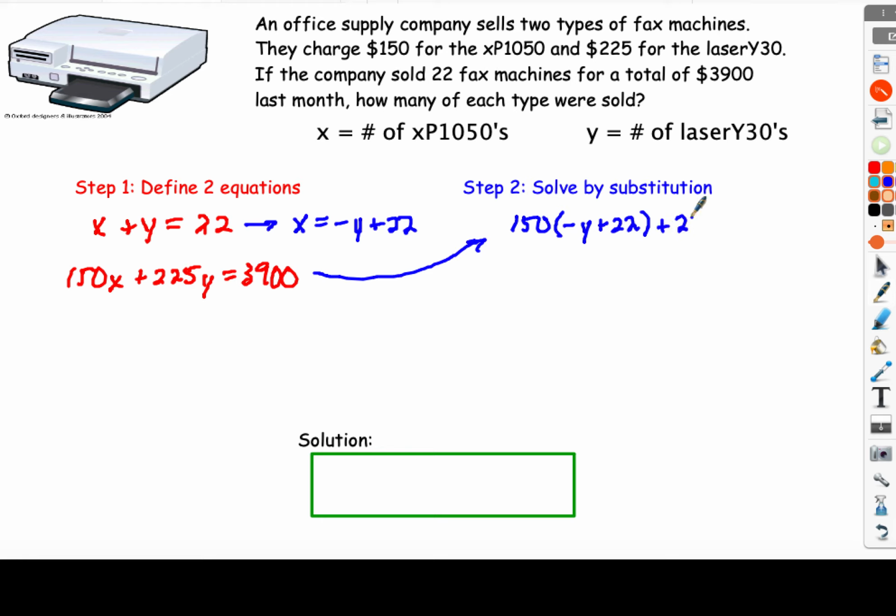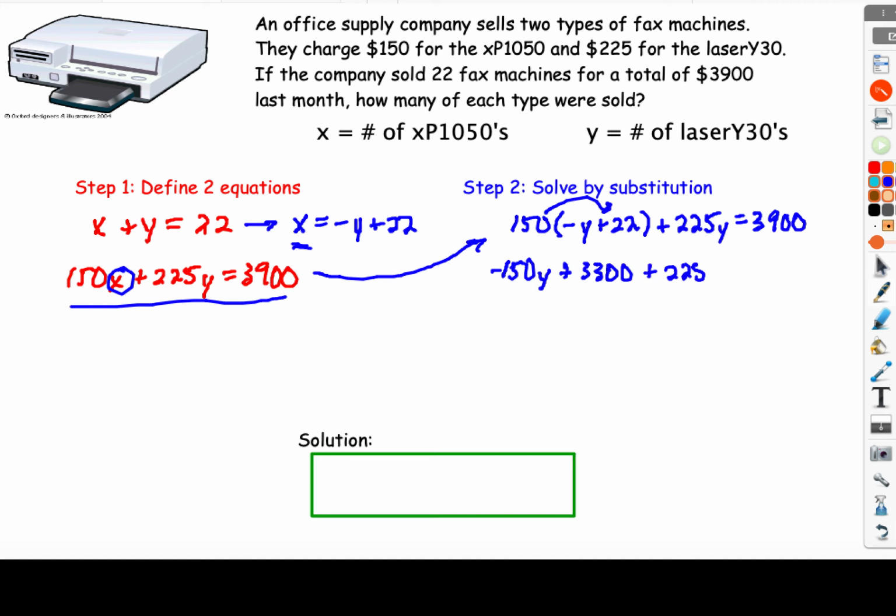Plus, we've got 225y. Remember, we're rewriting this whole equation here. All we did was take out the x and plug in what it was equal to. So again, the rest of the equation still needs to be rewritten up here. Let's do a little distributing. Negative 150 times y here. And 150 times 22, I might have to think that one out. 2 times it's going to be 300. I believe that's 3,300. You can always check me on the calculator there. Still got 225y equals 3,900.